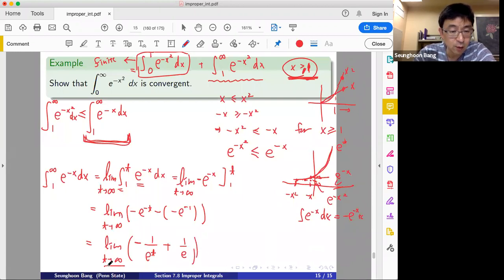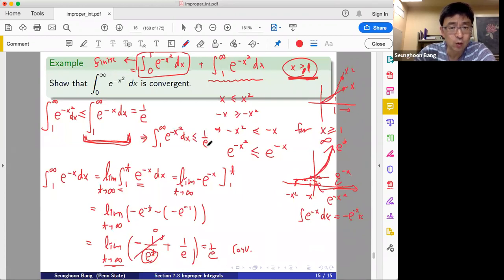Here, as t approaches infinity, the exponential function e to the t goes to positive infinity. 1 over infinity is 0. The answer is 1 over e. So this converges, and it is 1 over e. So what's the conclusion? The conclusion is that the integral from 1 to infinity of e to the minus x squared dx is less than or equal to 1 over e.